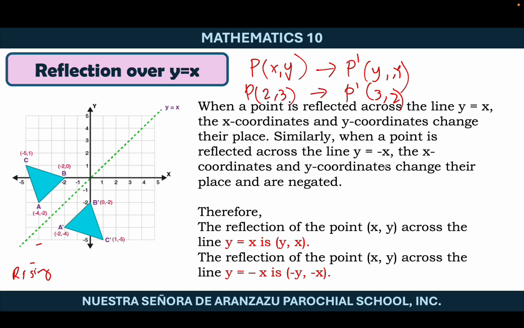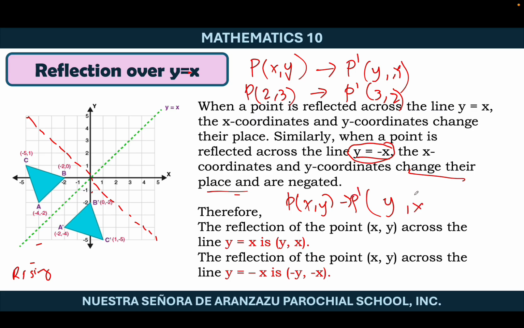Okay? Now, when negative, it says, when a point is reflected across the line y is equal to negative x, it means like this. The line of reflection of y is equal to negative x is the opposite, falling. Or this is its line of reflection, this red one. It says change their place, change their position. So, the given point (x, y), when we transform this one, will become (y, x), then negate or change their sign. So, this will become (negative y, negative x).